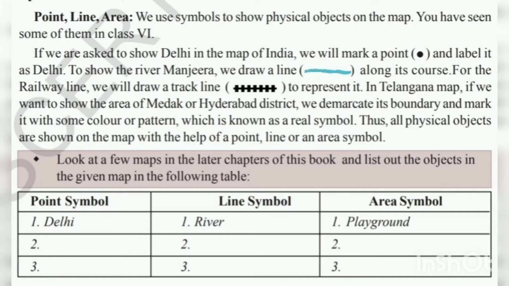Then for a line symbol, you use a river, you can use the railway track, you can use the kacha road. Already in the 6th class textbook I had given you a picture also. Then you have the area symbol. They have given what color you use for a playground. In the same way, for evergreen forest or mineral density, you can use an area symbol.